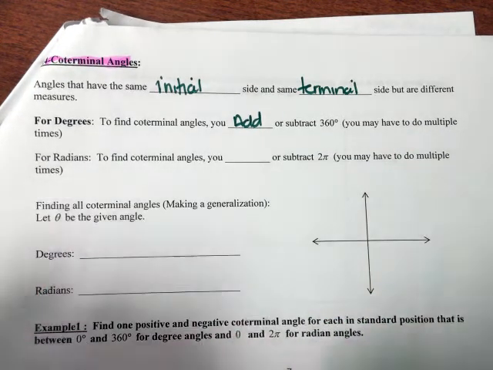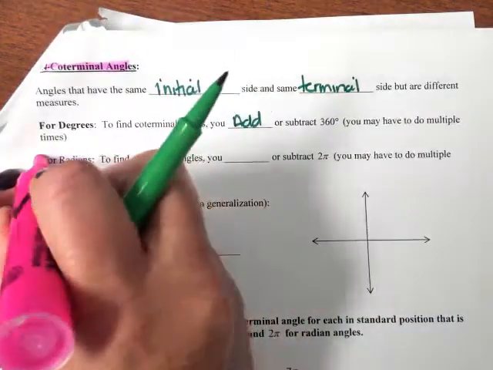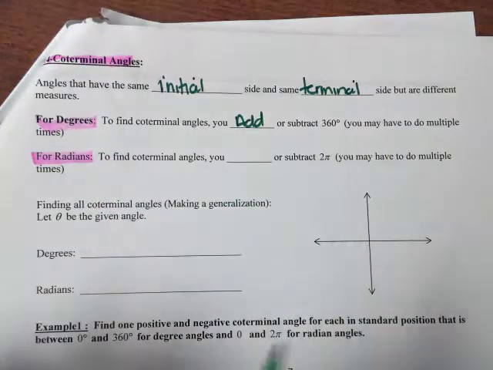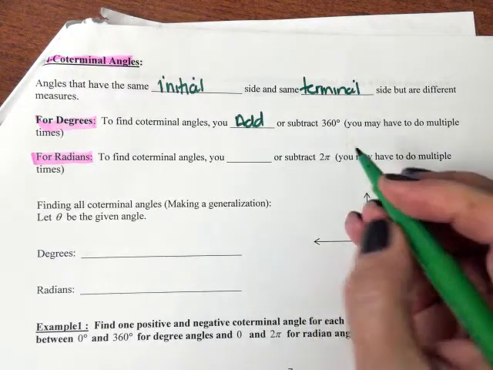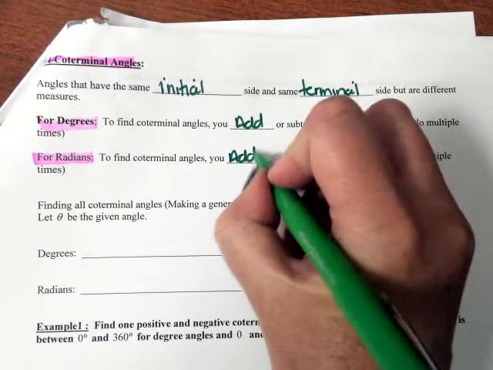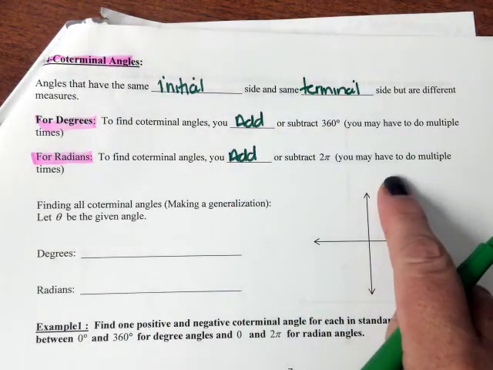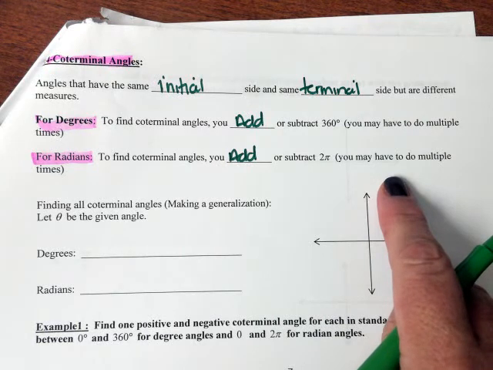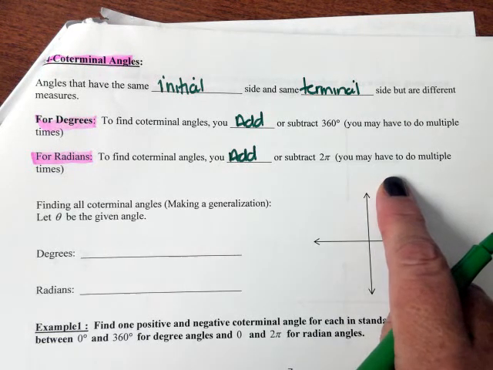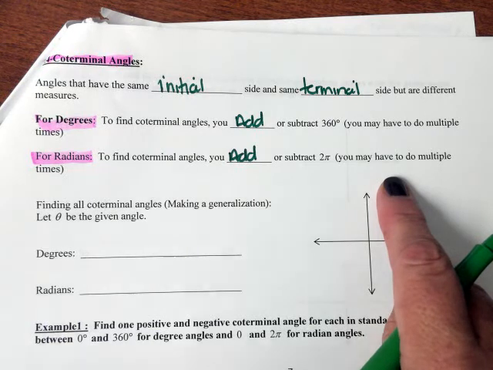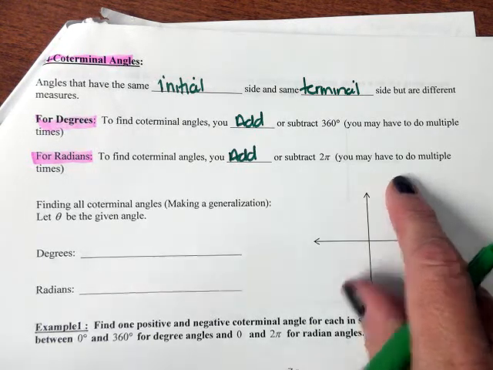Again, in degrees, you simply add or subtract 360. To find coterminal angles in radians, you're simply going to add or subtract 2 pi. Just like with degrees, you may have to do this multiple times. It's impossible to find all the coterminal angles for one angle. One angle has an infinite number of coterminal angles.